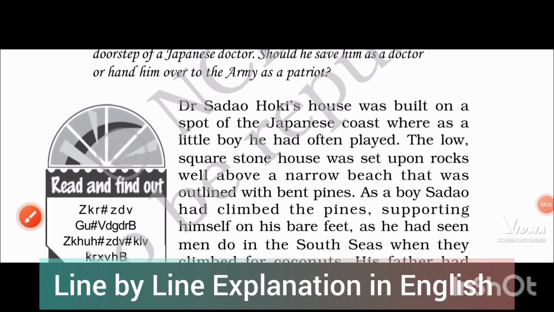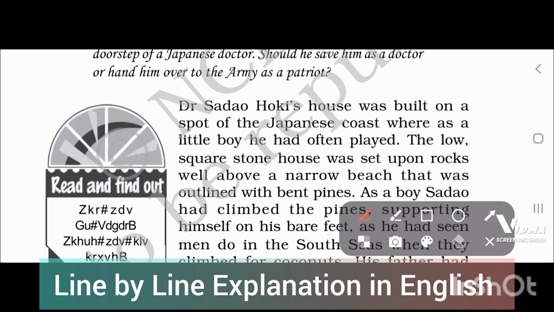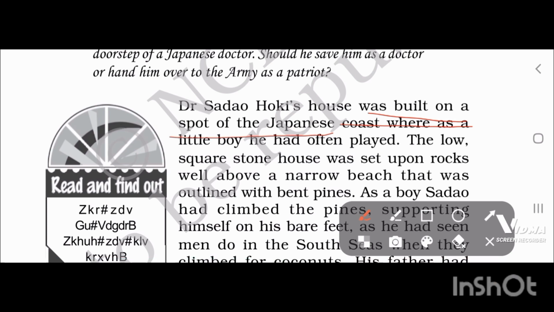This can be asked: where was Dr. Sadao's house situated? It was actually built on a spot of the Japanese coastal area. I hope that is clear. So yes, it is also a rocky beach. When Sadao was a child, he used to play on the beach very often. So yes, he had passed his golden childhood here. So he is remembering his past. So a bit nostalgic beginning is given by our writer. I hope that is clear. Next lines.